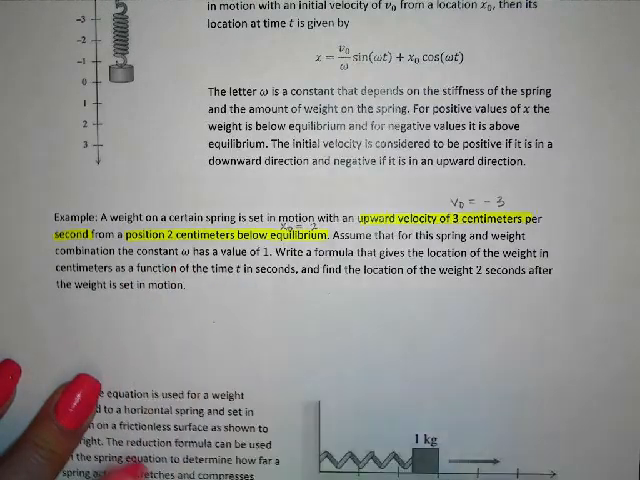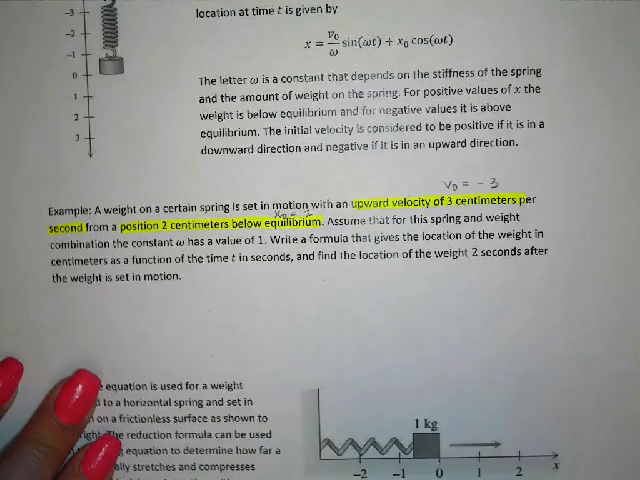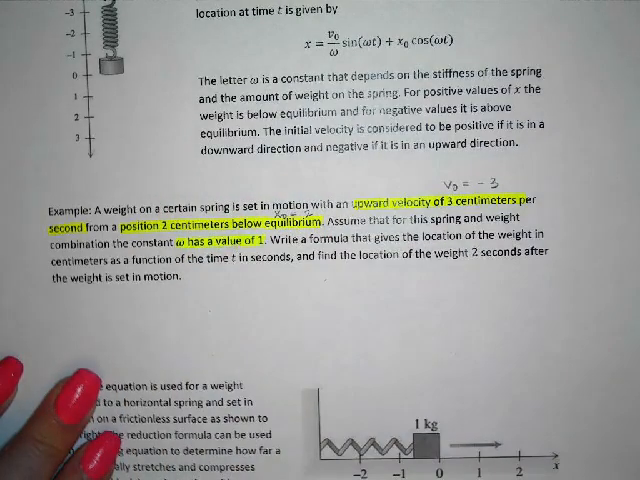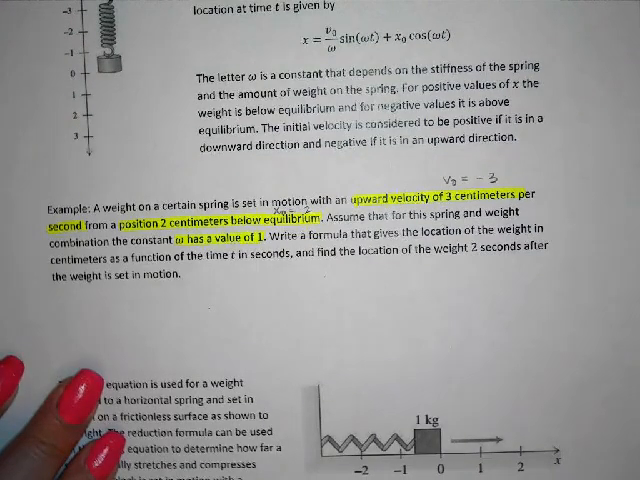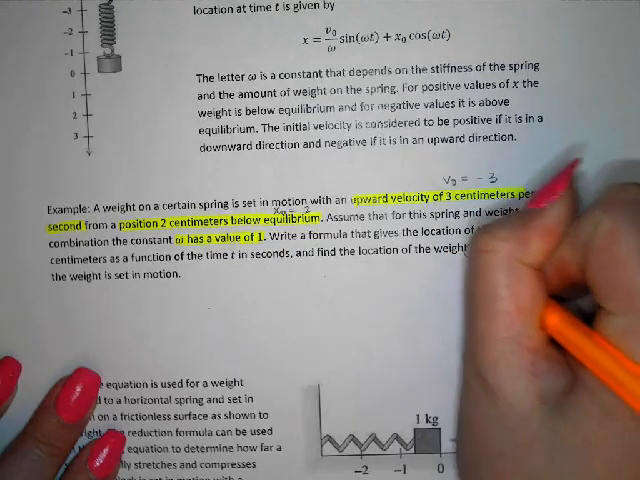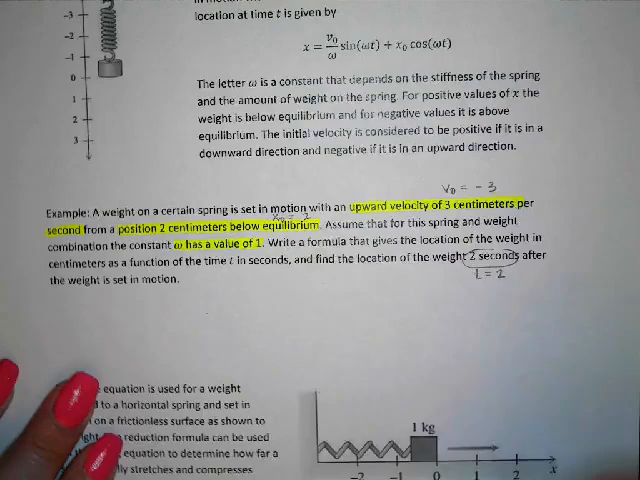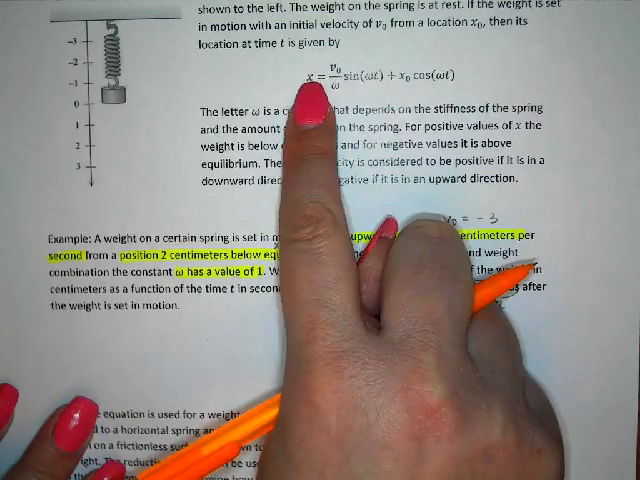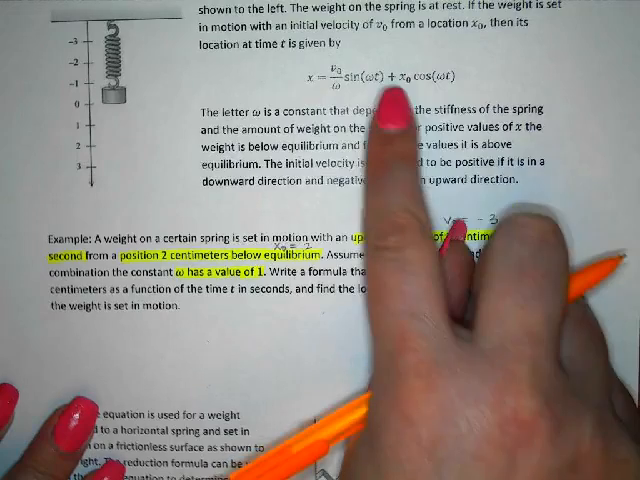Write a formula that gives the location of the weight in centimeters as a function of the time t in seconds, and find the location of the weight 2 seconds after the weight is set in motion. So 2 seconds would be when the time is 2 seconds, okay? And you can see up here that this equation is x equals instead of y equals, and it's written in terms of the variable t. So you plug in t, you spit out an x. Okay, so we just have to plug in these values.